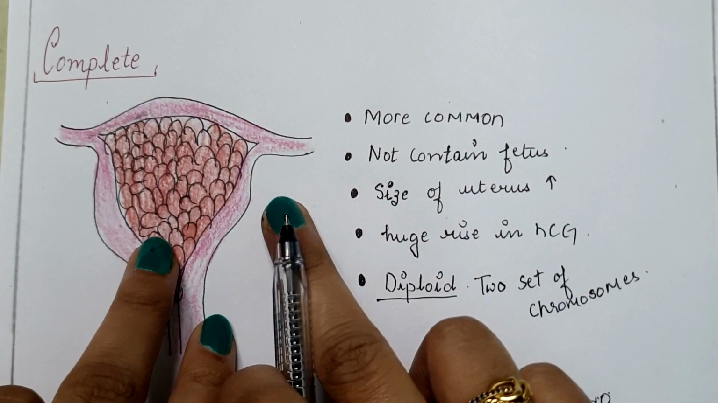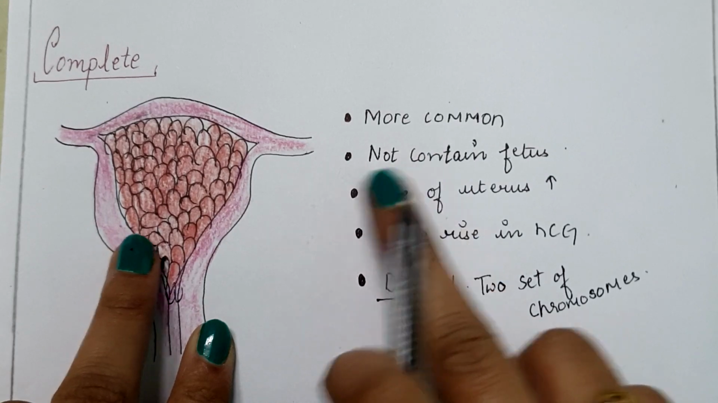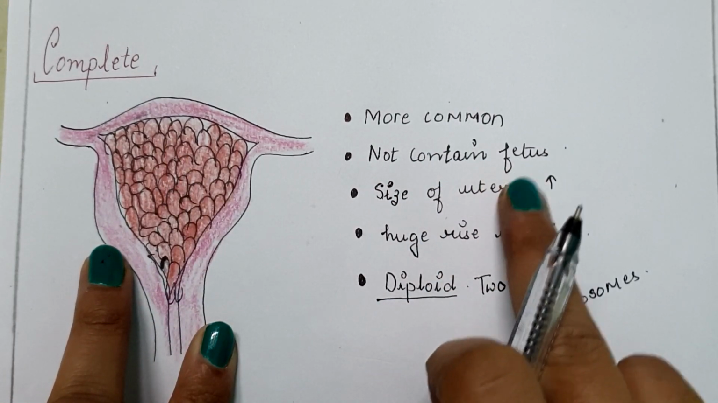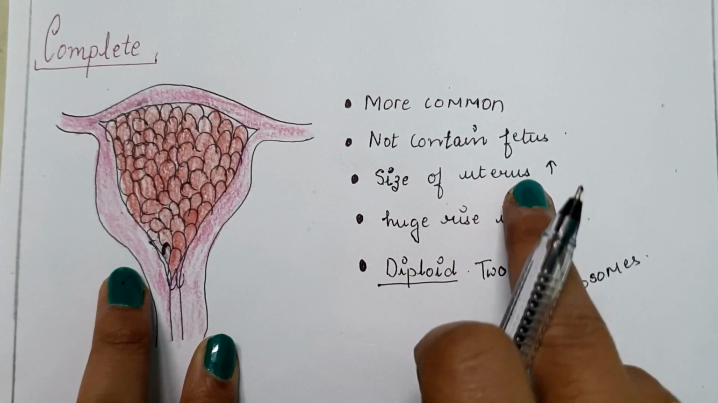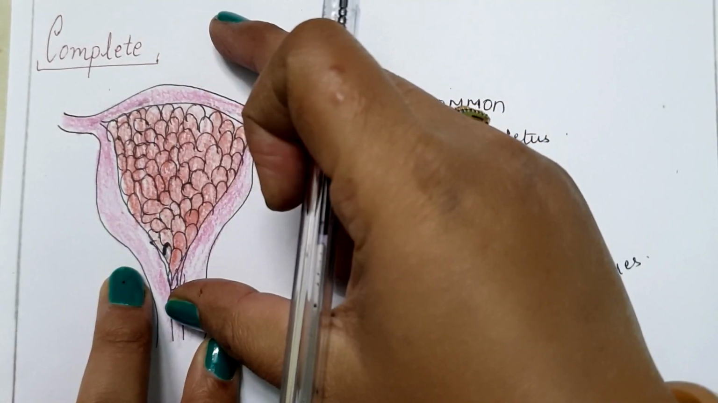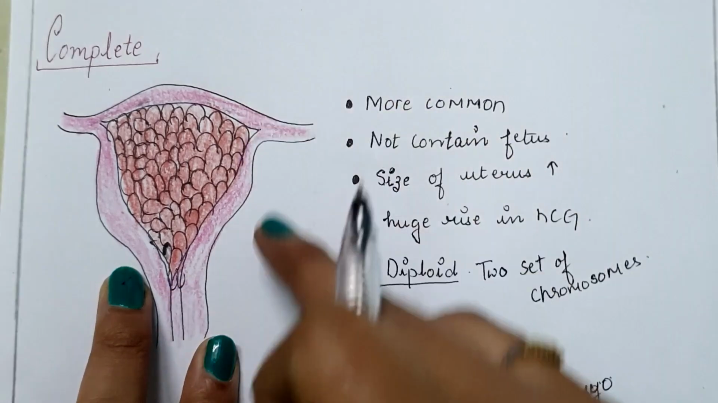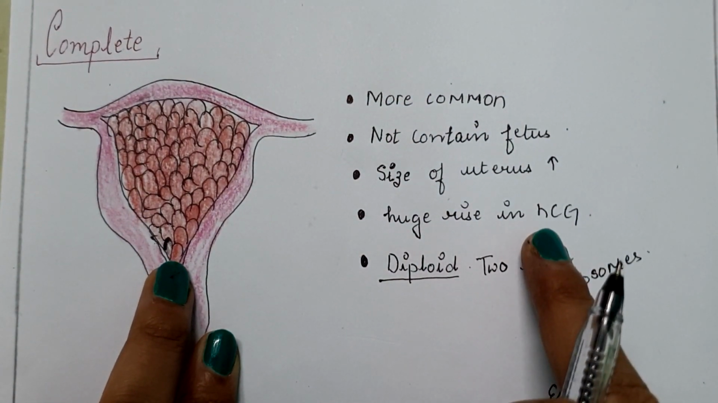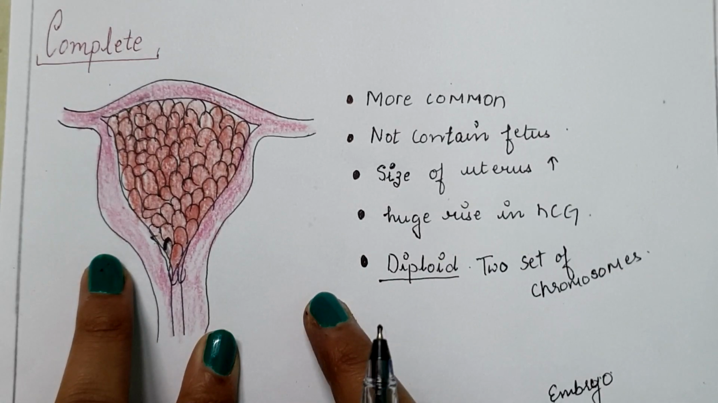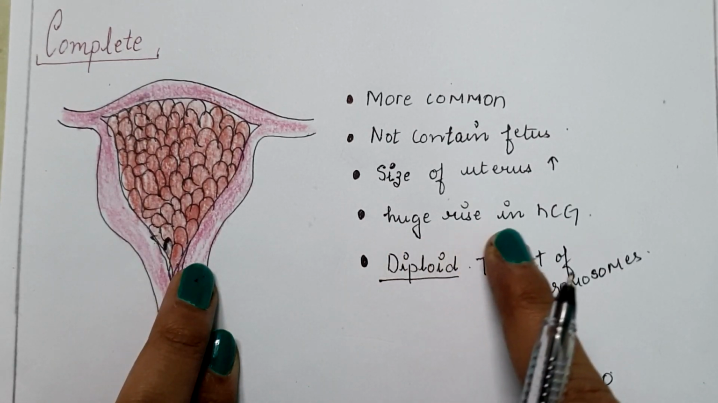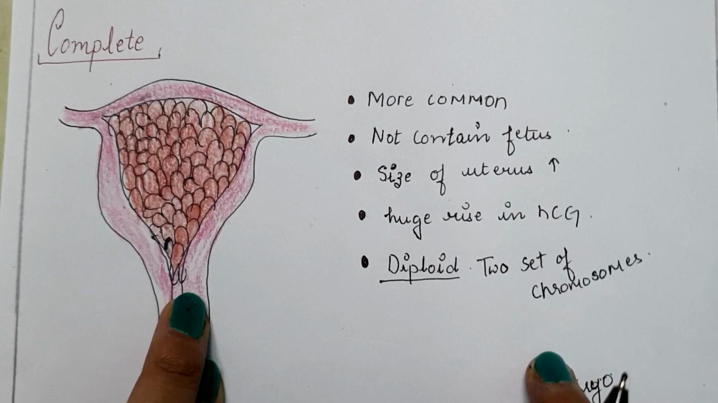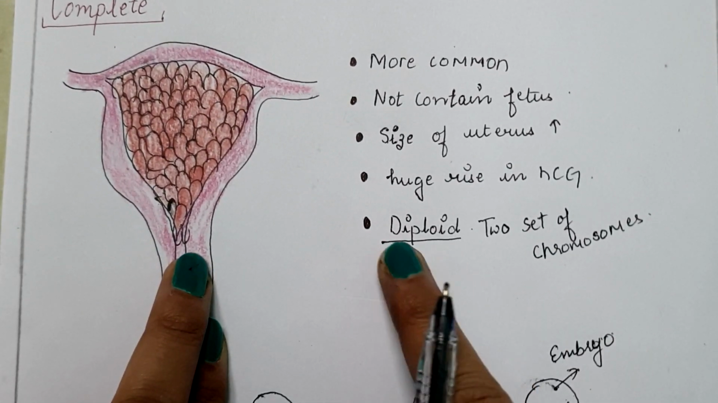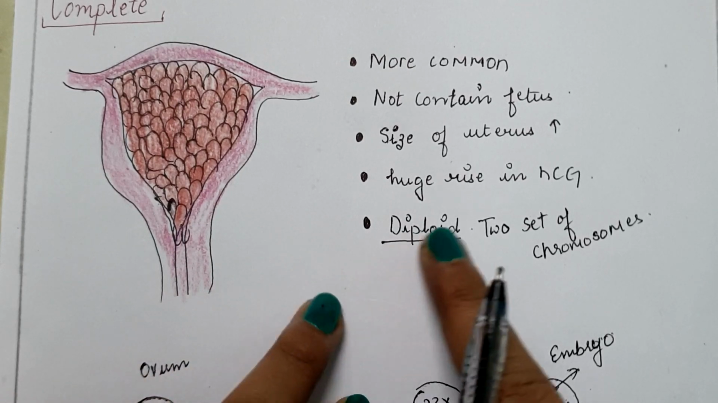In the complete hydatidiform mole, there is no fetus; it does not contain any fetus. Next is the size of the uterus, which is much more than the expected gestational date. And there are higher levels of HCG in the case of complete hydatidiform mole, or a huge rise in the human chorionic gonadotrophin hormone.